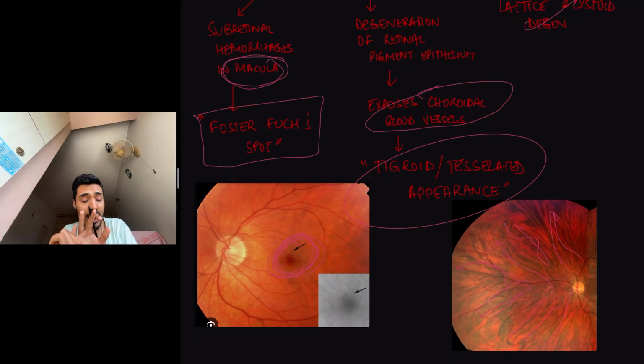And Lacquer's cracks were what? Those yellow exposed parts of sclera. Then you had the white temporal myopic crescents because of chorioretinal atrophy. You had posterior outpouching of the sclera because of chorioretinal atrophy, which is also known as posterior staphyloma. Then you had subretinal hemorrhages known as Foster Fuchs spots, and you had this tigroid or tessellated appearance in the fundus because of choroidal blood vessels being seen underneath the retinal pigment epithelium, which is being degenerated. So this is about the signs.